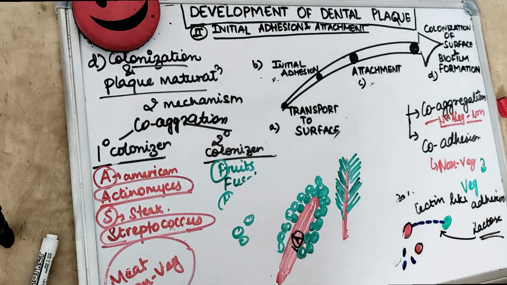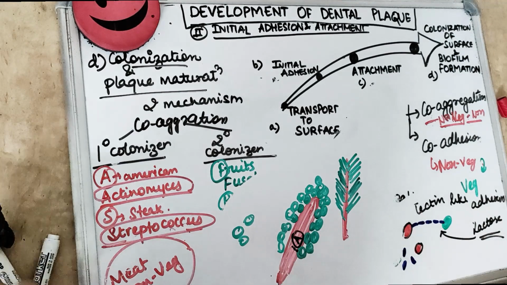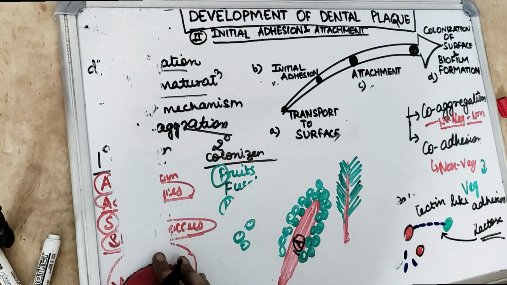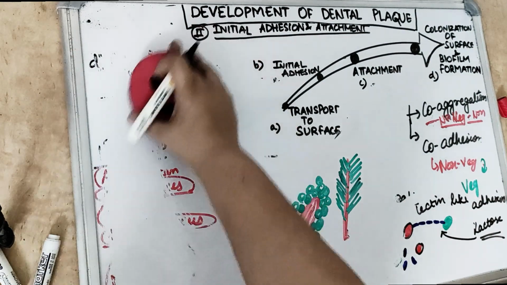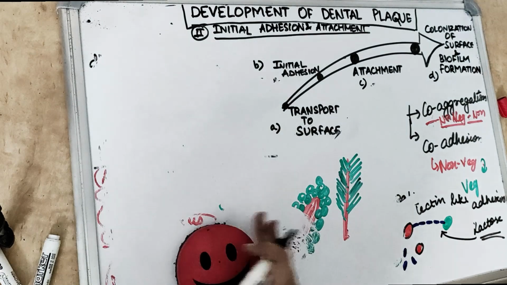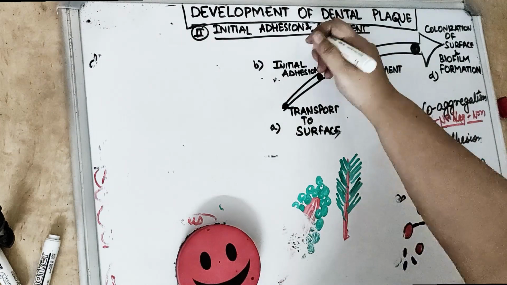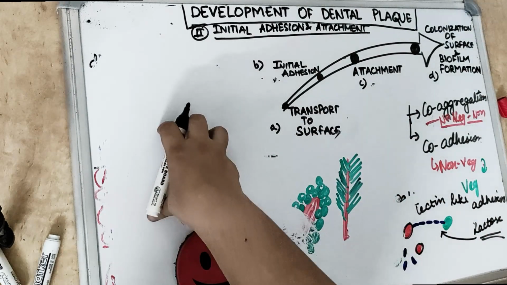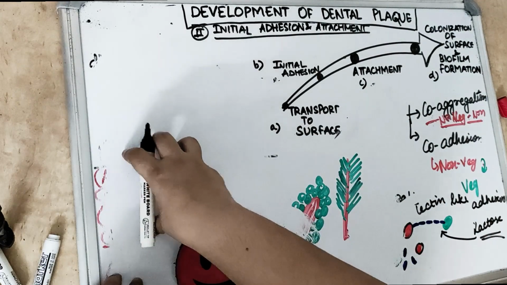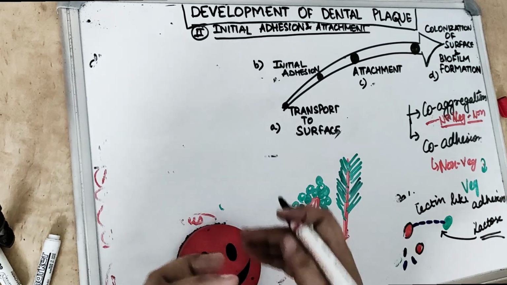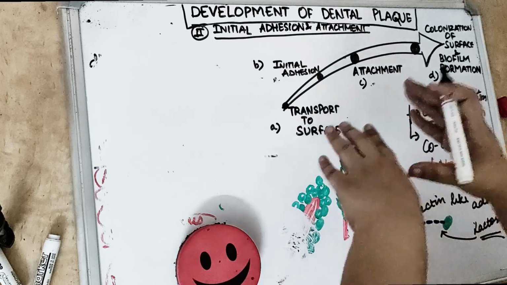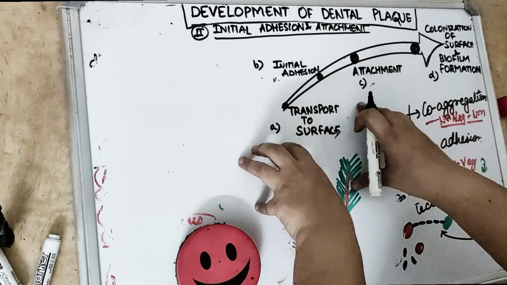Now Socransky et al. in 1998 did a study on 3000 samples. And first of all, let's just revise it. The initial adhesion, we have covered the transportation to the surface, initial adhesion, attachment and colonization. Transportation to the surface, the first thing is the pellicle formation. Formation of pellicle is like making of the virus in the Wuhan lab, then transporting it to the Wuhan market, which is the transportation to the surface.